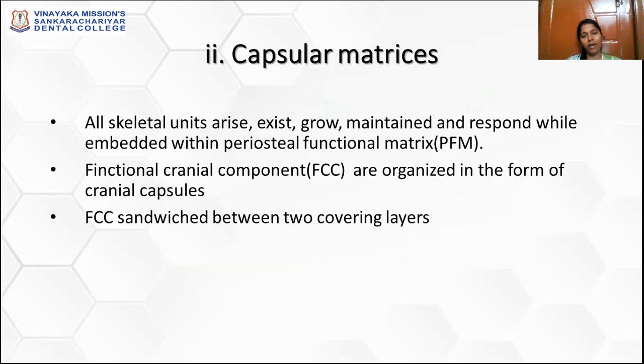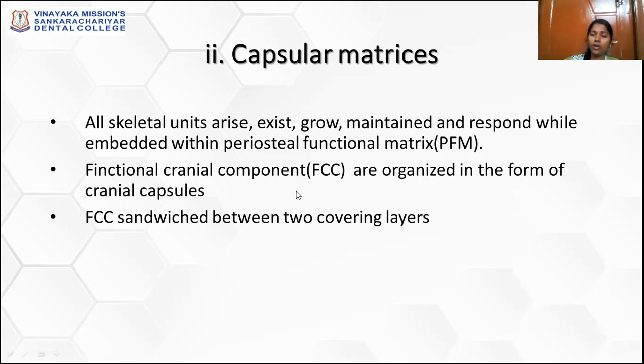Now the capsular matrix. This capsular matrix is related to the macro, right? See, the capsule is big, the periosteum is small. Remember this: big capsule. So the capsule is the macro, whereas the periosteum is small, so the micro unit. Transformation or drift is happening at the micro level, whereas in the capsule an actual growth takes place. See here, the skeletal units rise, exist, grow, maintain, and respond while embedded within the periosteal functional matrix.